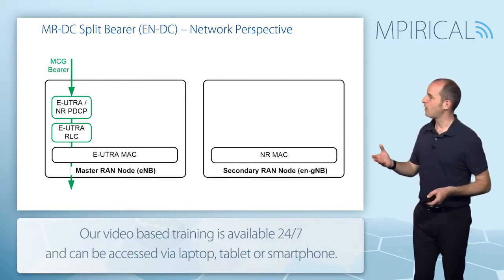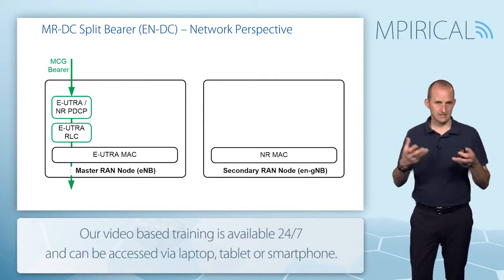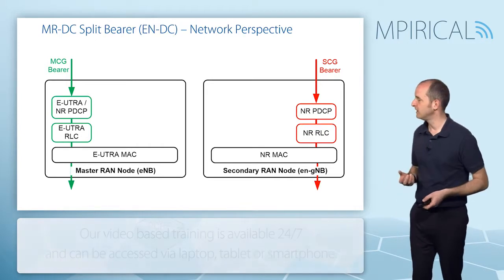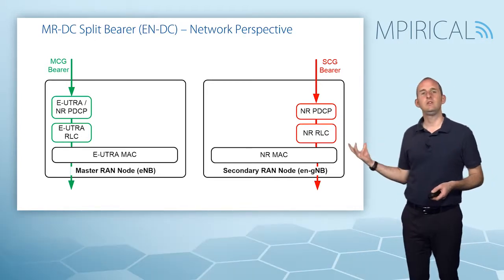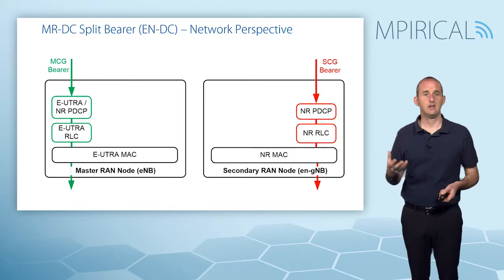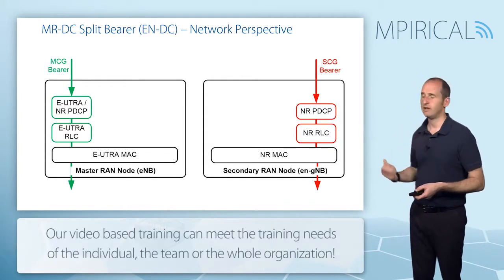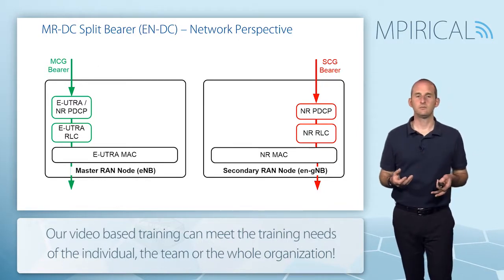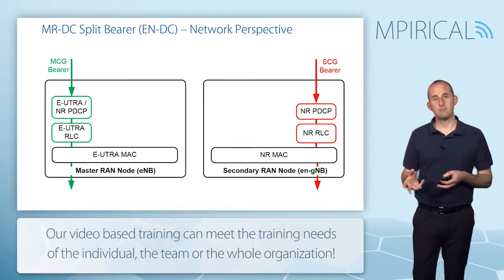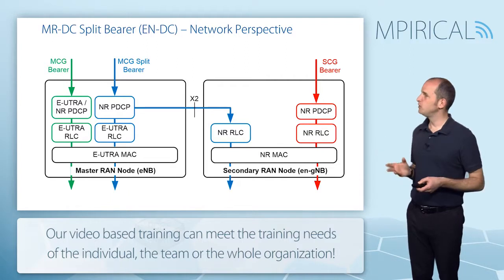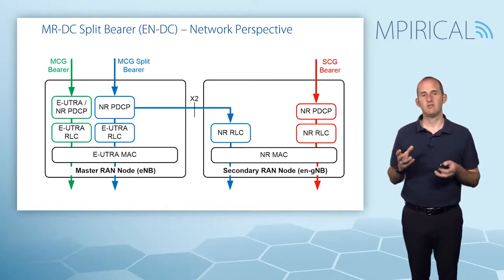It's a similar story for the secondary RAN node, which in this case is our EN-gNB, but of course we're only going to be using new radio PDCP in this case, and obviously new radio RLC and our new radio medium access control.